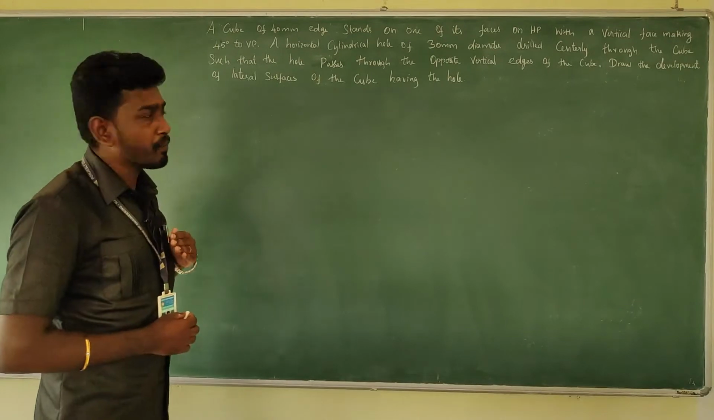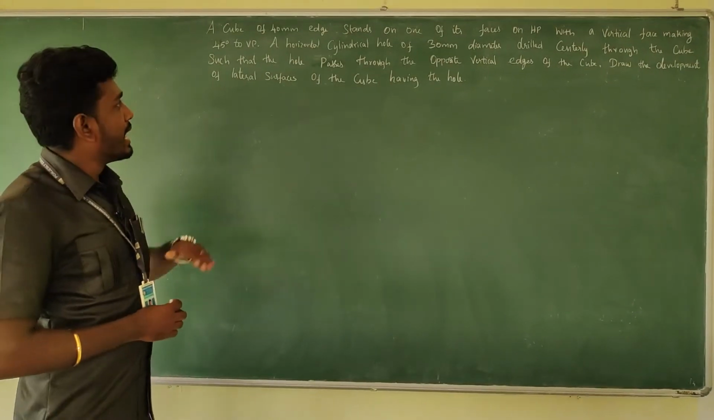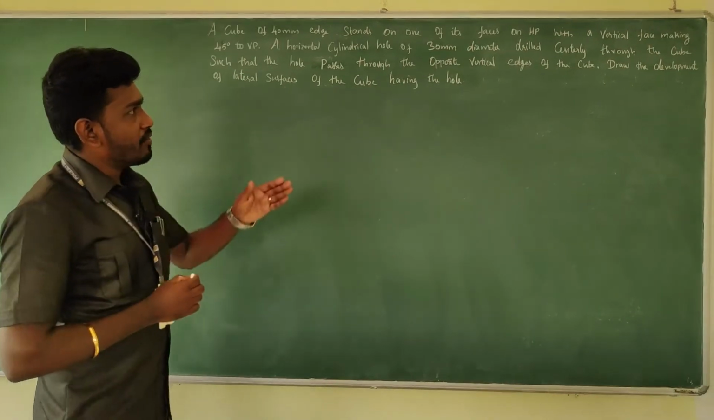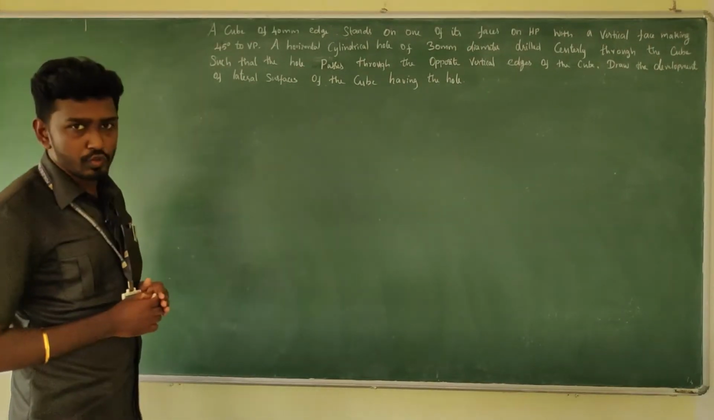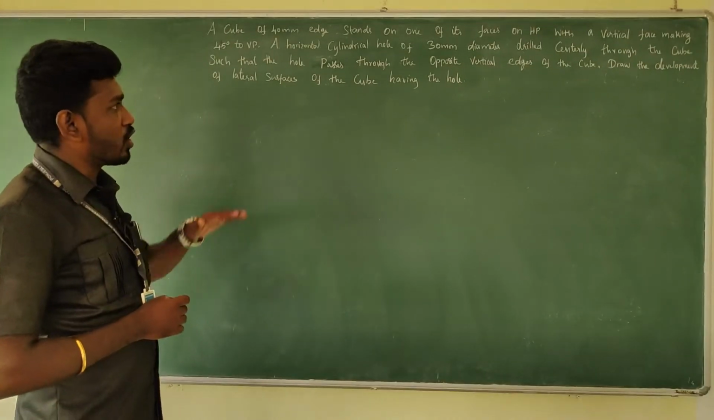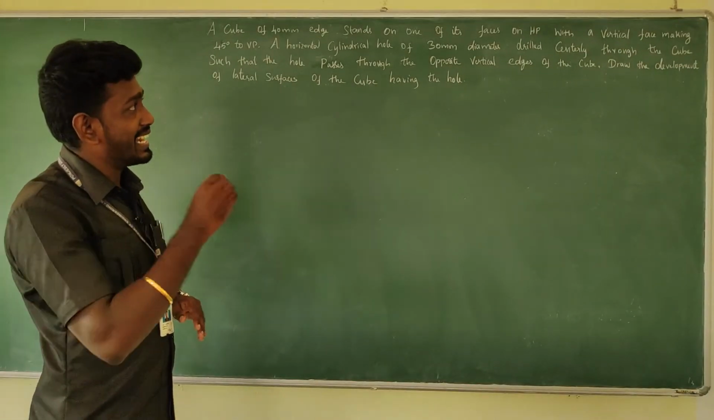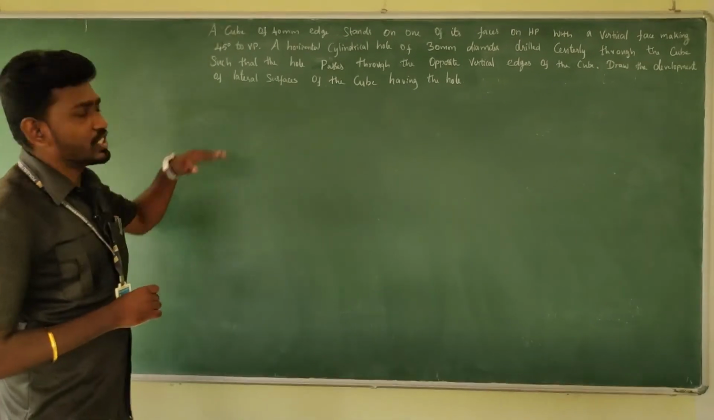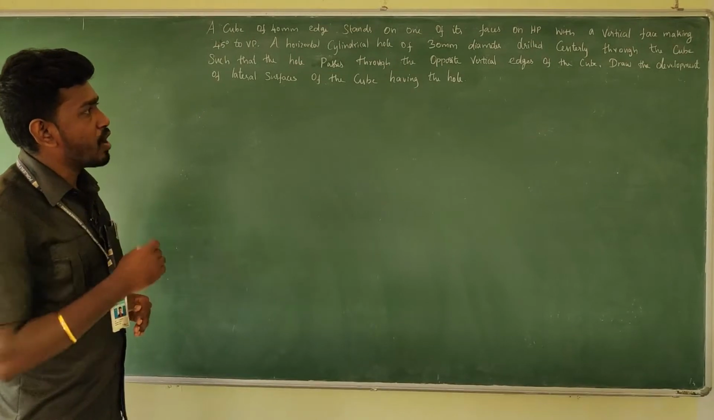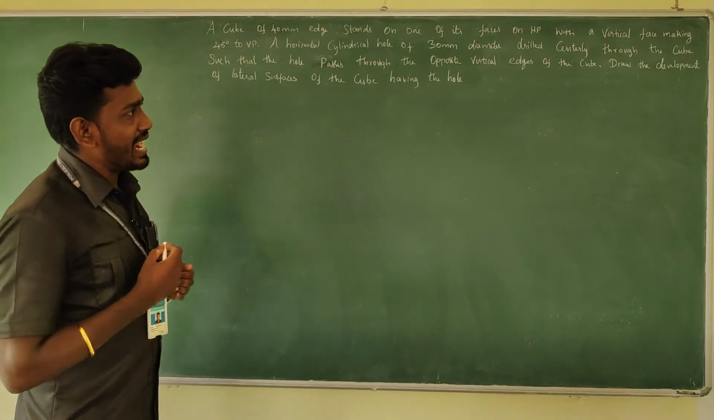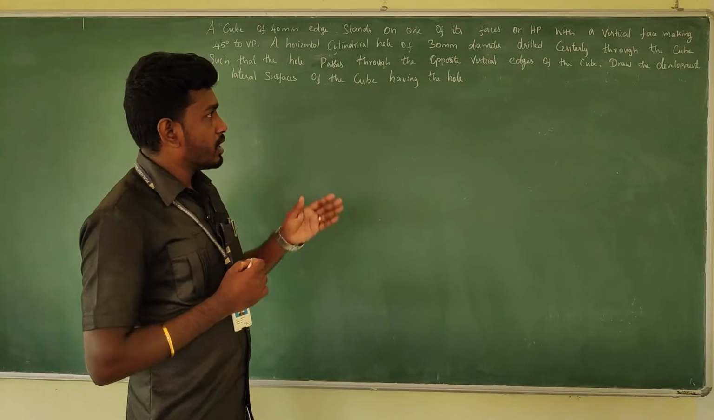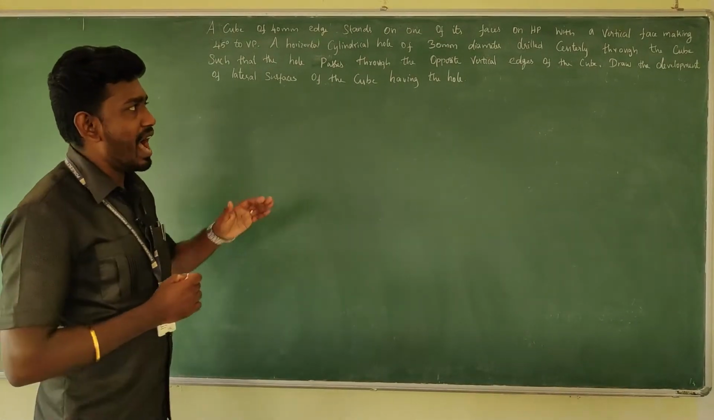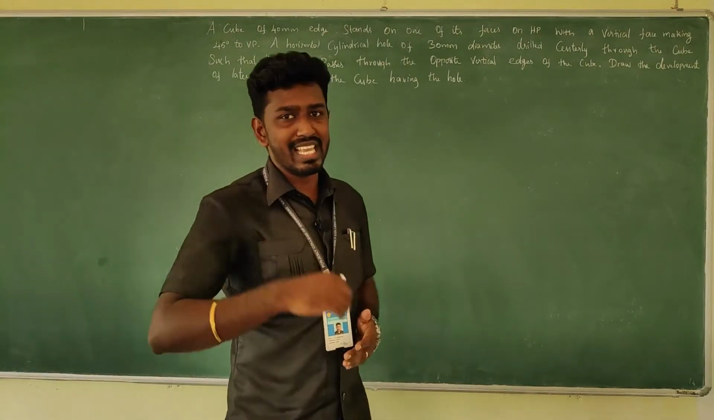It's a new question. A cube of 40 mm edge stands on one of its faces on HP with a vertical face making 45 degrees to VP. A horizontal cylindrical hole of 30 mm diameter is drilled centrally through the cube such that the hole passes through the opposite vertical edges of the cube. Draw the development of lateral surfaces of the cube having the hole. So this is the given question.